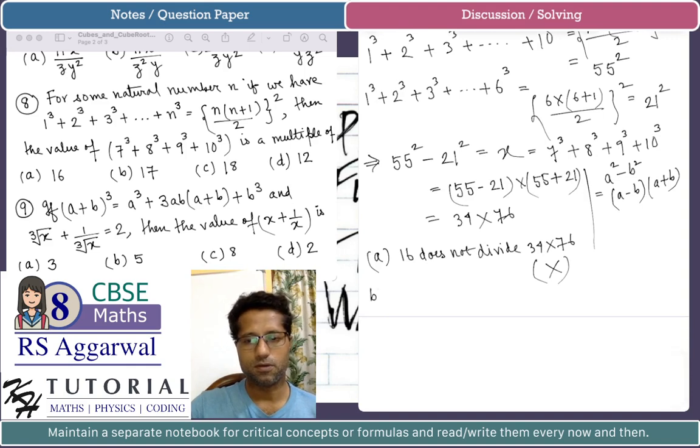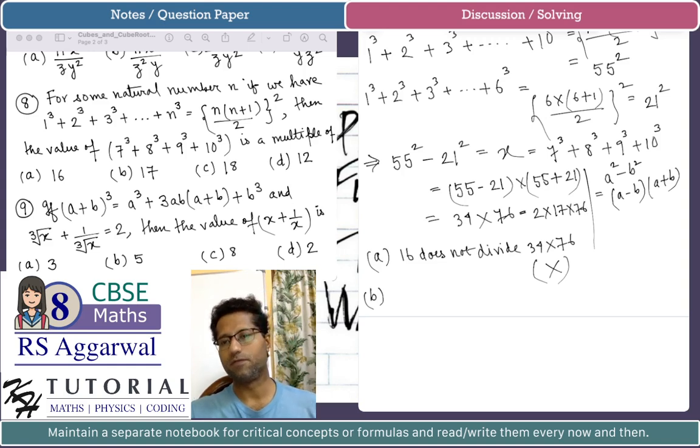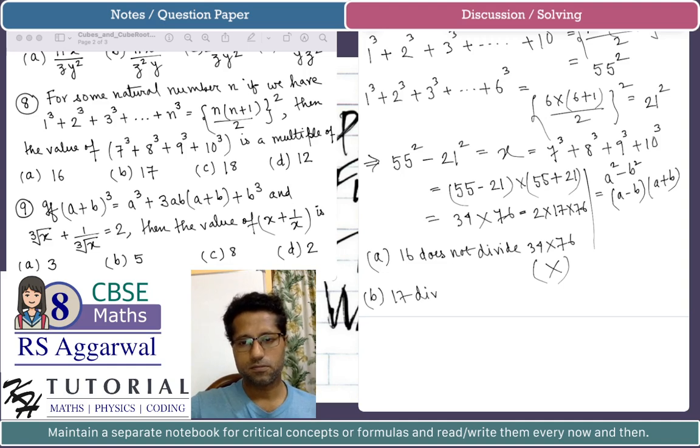What about choice B, 17? Now we can see clearly that 34 multiplied by 76 we can break down as 2 multiplied by 17, that is 17 into 2 is 34, multiplied by 76. So 2 into 17 into 76 will obviously be divisible by 17. So 17 divides 34 multiplied by 76. Hence 34 multiplied by 76 is a multiple of 17.